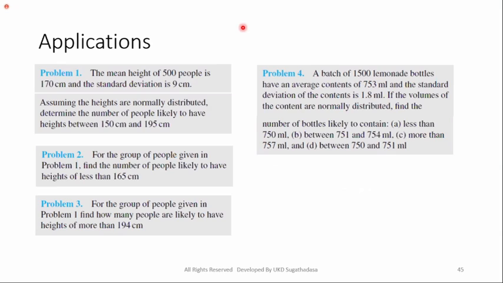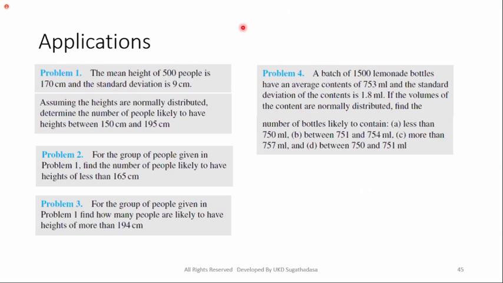Z less than 750 minus mean value 753, 750 minus 753 divided by 1.8. That's the important part. The second line should be probability P within bracket Z less than 750 minus 753 divided by 1.8, right? Simplify that. 750 minus 753 means minus 3. Minus 3 divided by 1.8, you get minus 1.67. Right? Z less than minus 1.67.